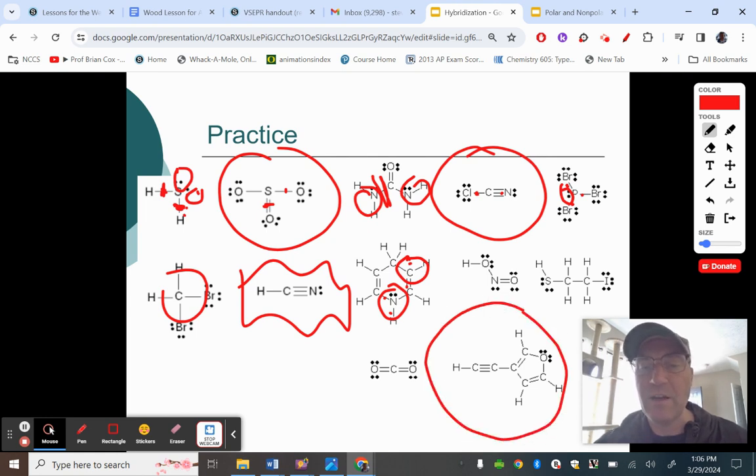See this guy right here? So this has got lots of shapes. This has definitely got some linear going on here, right? This is some trigonal planar going on here. And this right here, since it has 2 and 2, is bent. So oftentimes if you have a big molecule, you just kind of divide it up and conquer.